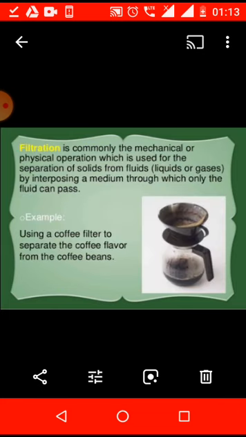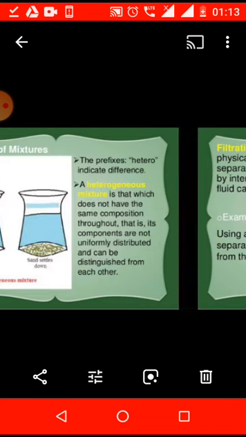So filtration, next one, is a commonly used mechanical or physical operation used for separation of solids from fluids. Fluids means liquids or gases. It is done by interposing a medium through which only the fluid can pass. For example, using a coffee filter to separate the coffee flavor from the coffee beans.